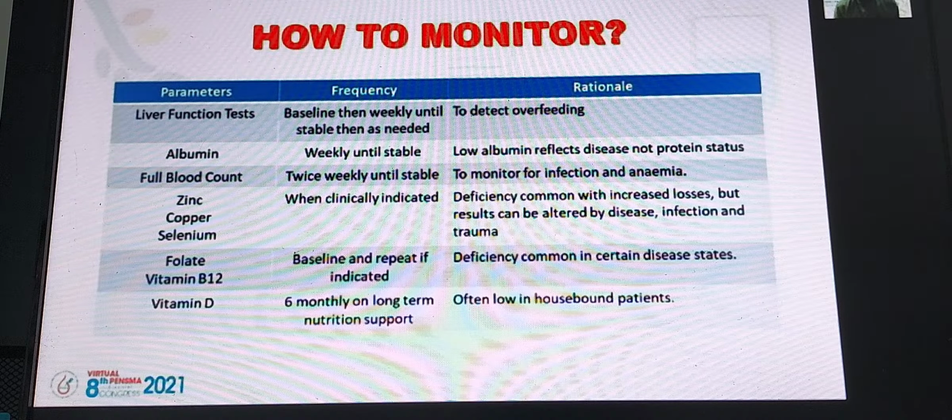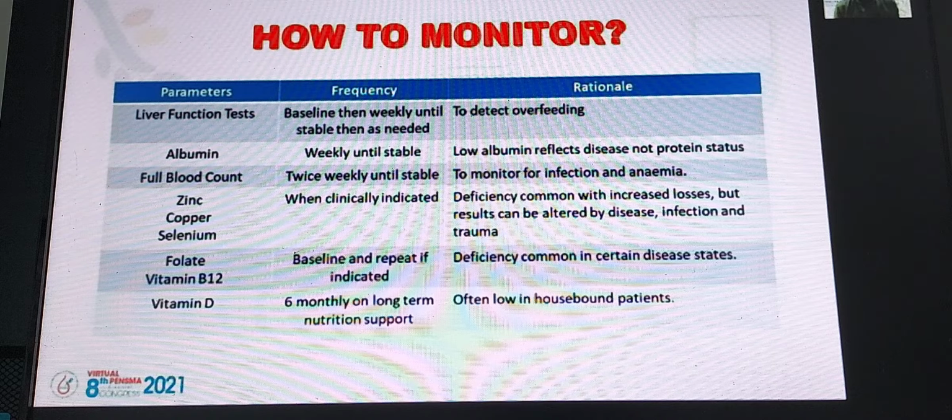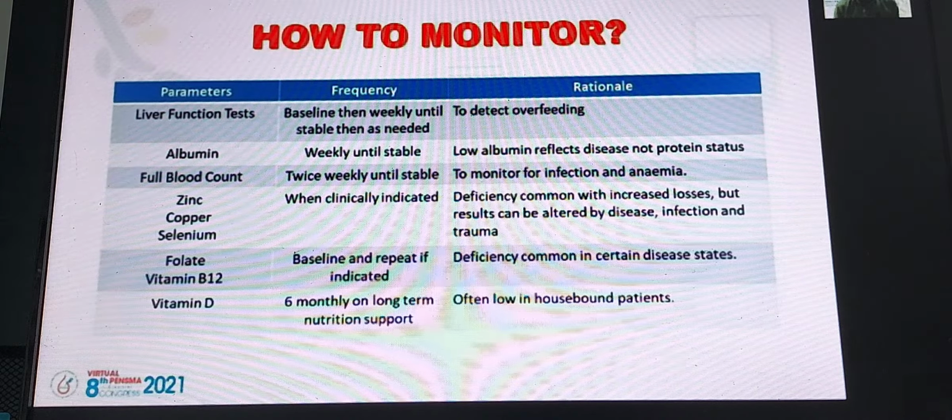Liver function test to detect overfeeding. However, liver function test is not as crucial as in parenteral nutrition. So it can be done weekly until it's stable and when it is necessary. Albumin can be done weekly until stable. However, low serum albumin does not reflect the protein status. Most of the time, it reflects the disease process actually.